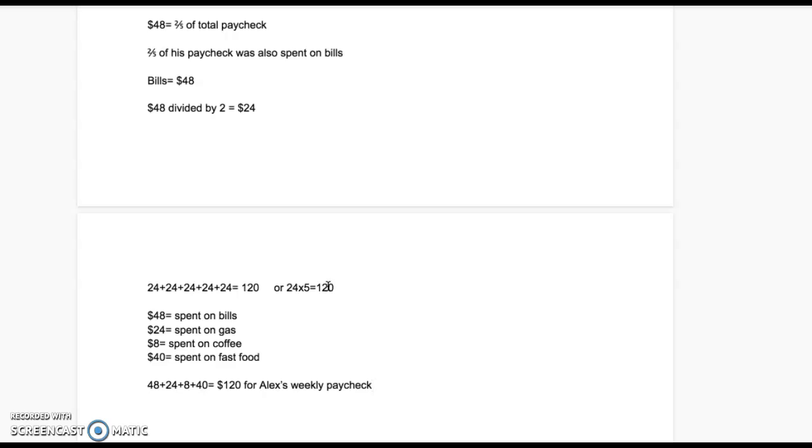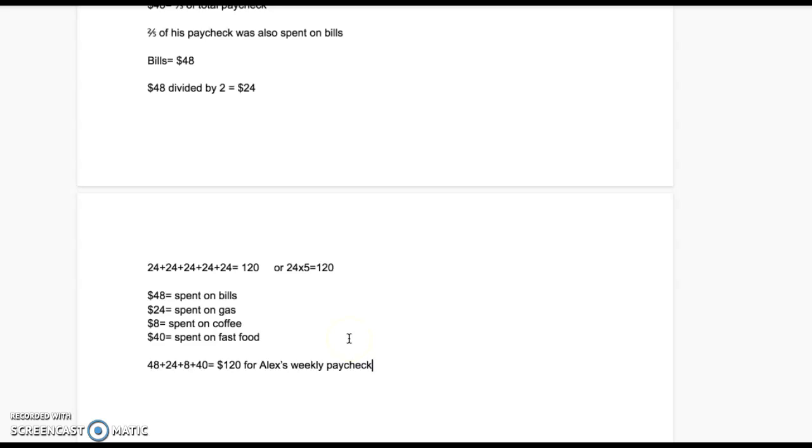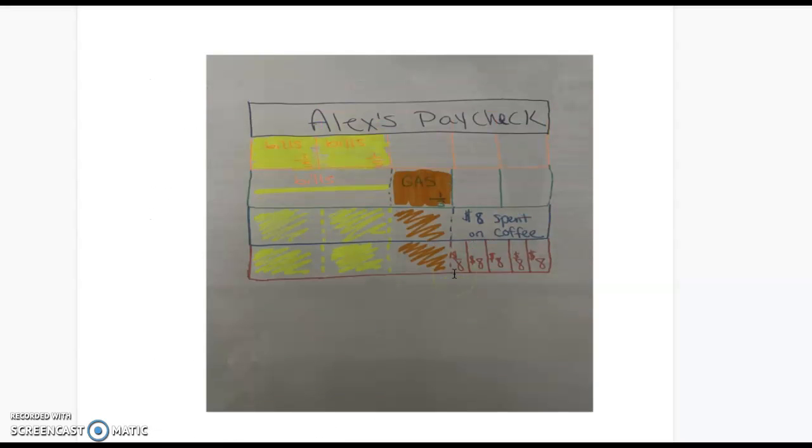We now know that Alex's weekly paycheck was equal to $120. $48 of it was spent on bills, $24 of it was spent on gas, $8 of it was spent on coffee, and $40 was spent on fast food.